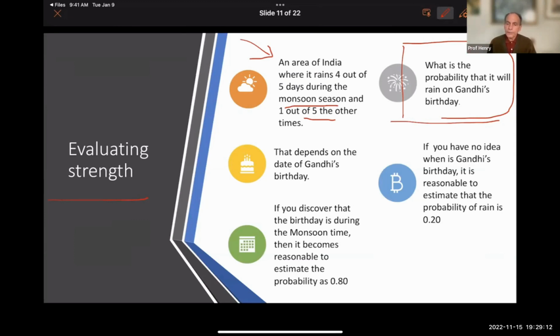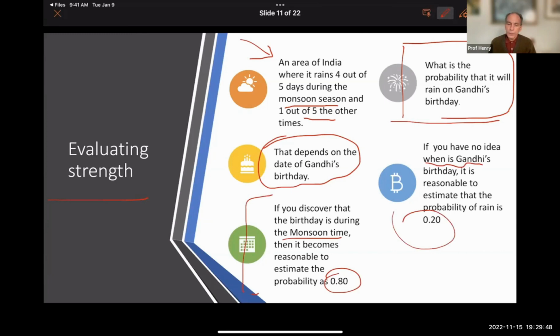So that's the best that you can say. And as you said, it depends on the date of Gandhi's birthday. But if you don't know anything else, you can't say more than 20%. Now, if you discovered that the birthday is during the monsoon time, then now you have more information. Now you could say 80%. Again, if you have no idea when Gandhi's birthday is, you could only say 20%.